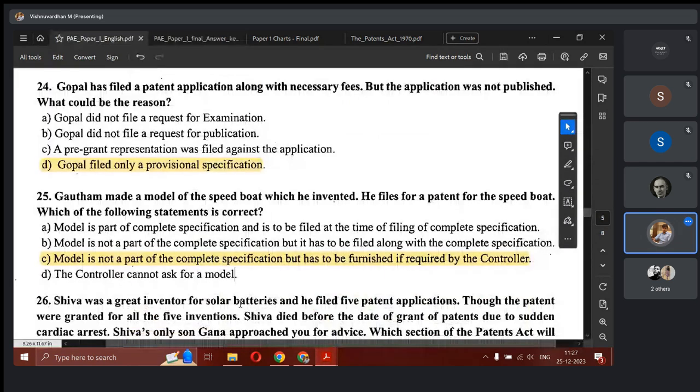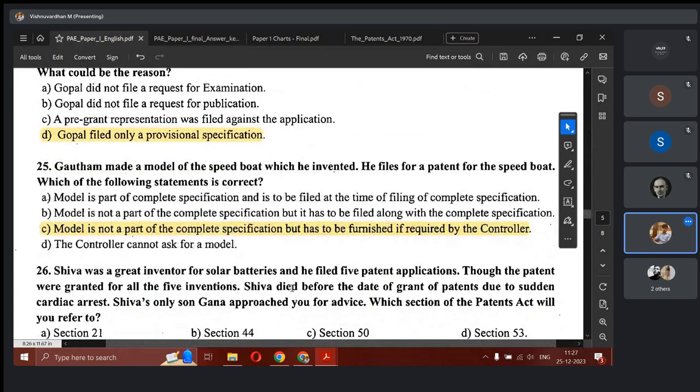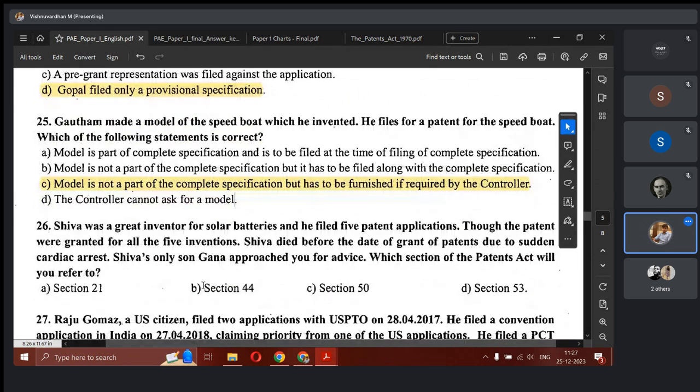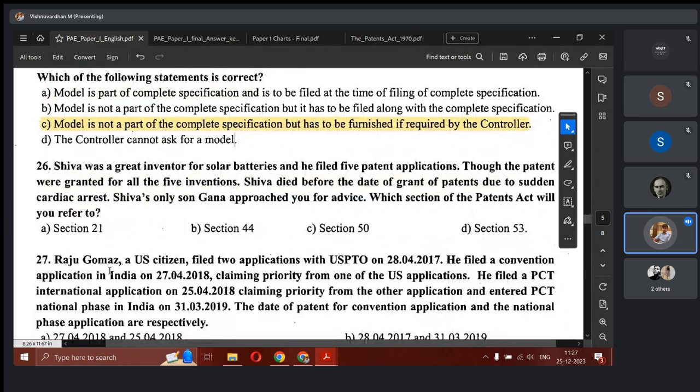Then any doubts till here? It's very easy, right? Don't you guys think how easy these questions are once you know the basic concepts? Chalo, let's move on. Question number 26.